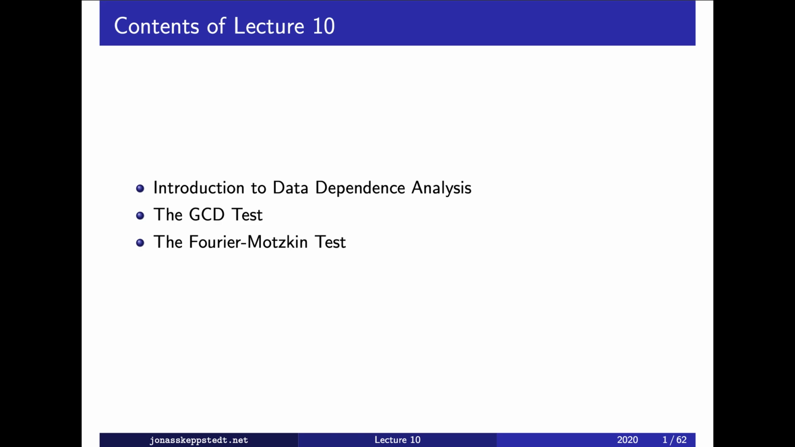Look at the data dependence analysis and first define it, then look at one simple test called the GCD test, and then a more time-consuming test called the Fourier-Motzkin test. The basis for this was invented by Fourier in 1827 and then rediscovered several times, and it is sometimes called the Fourier test, such as in Banerjee's book, and sometimes called the Fourier-Motzkin test.